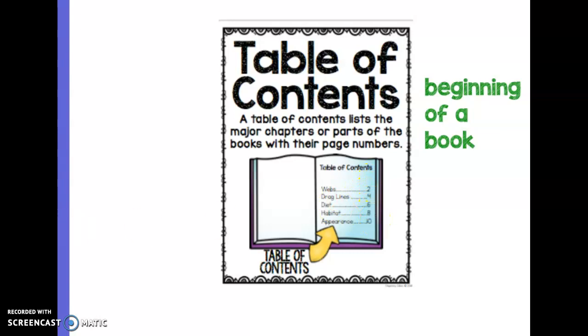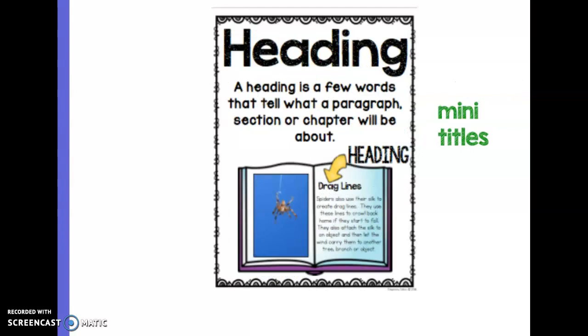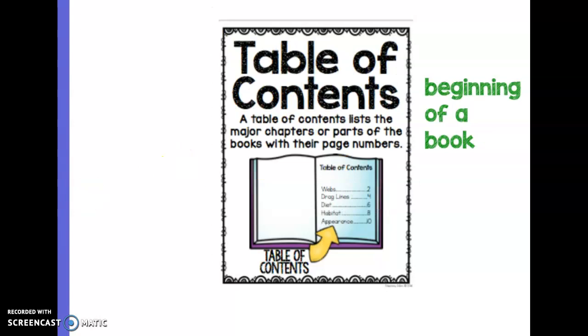The next feature we're going to talk about is called a heading. A heading is a few words that tell what a paragraph, section, or chapter will be about. I like to think of headings as mini titles. And remember, all of these headings in your book can be found on your table of contents.